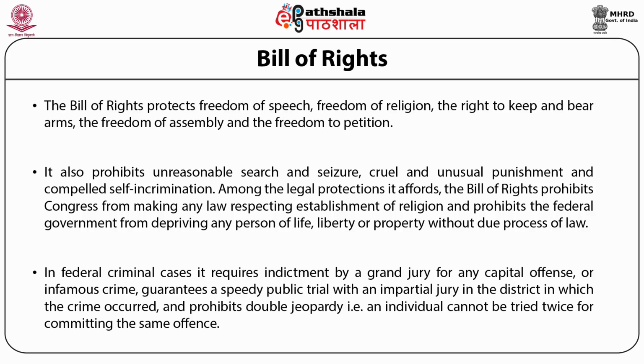For example, let us assume A has murdered B and is accused of murdering B. You cannot have B's relatives C, D, E, F, G, H, I, J, K, L, M, N, O on the jury. The jury must be impartial.